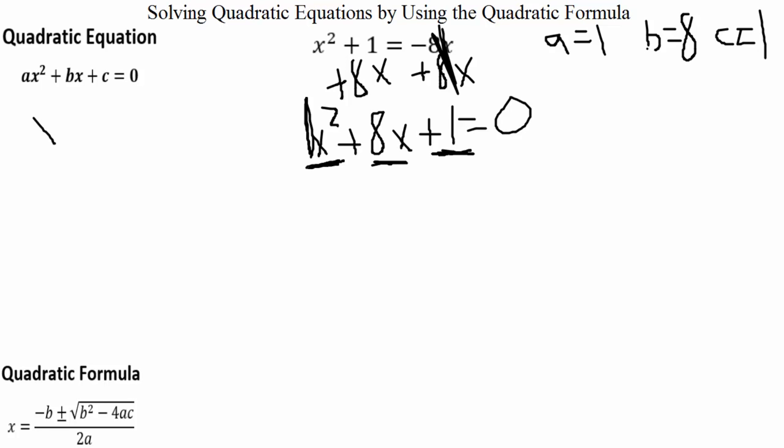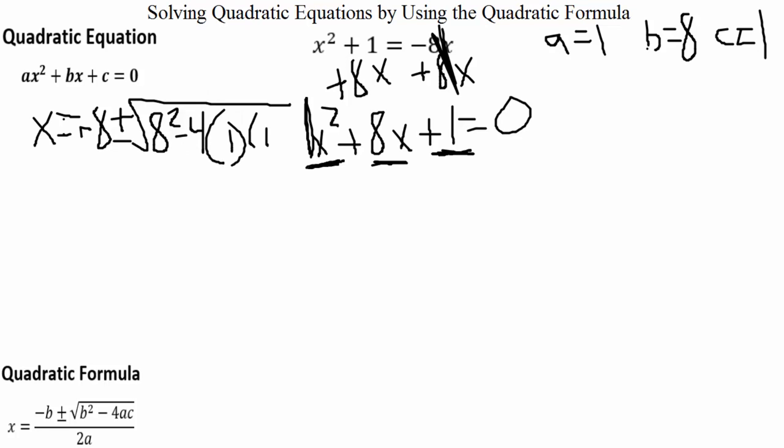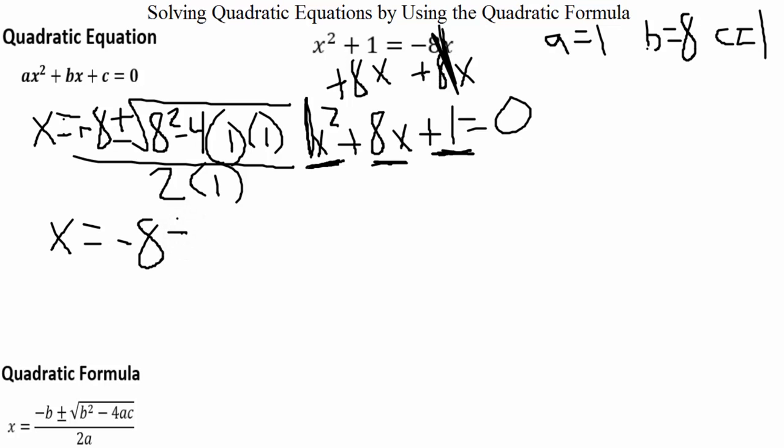So we have x equals negative b, our b is 8, plus or minus the square root of b squared, so that means 8 squared, minus 4 times 1 times 1, all over 2a, so 2 times 1. Now let's go ahead and simplify this down. So dropping down the x is equal to, let's also drop down that negative 8 plus or minus the square root of, remember we want to focus on what's underneath the radical first. Underneath the radical, the first thing we have there is 8 squared.